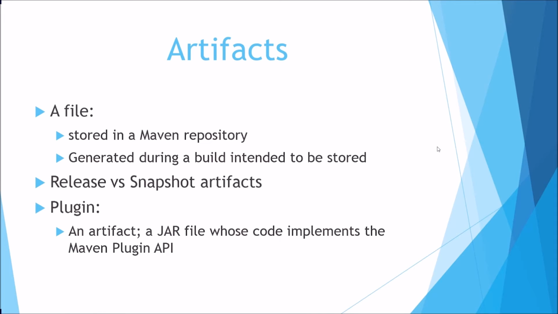A plugin is basically a jar file whose code implements the Maven plugin API, and they can offer us one or more goals. We're going to take a look at goals in a second. For example, clean, package. Those two goals will tell Maven to clean your target directory and then package it, which includes a compile process.